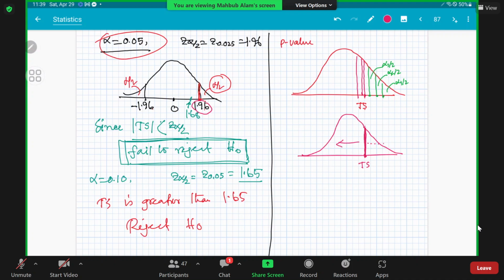For example, if we assume that this produces alpha by 2 equal to, say, 0.05. This is 0.10.